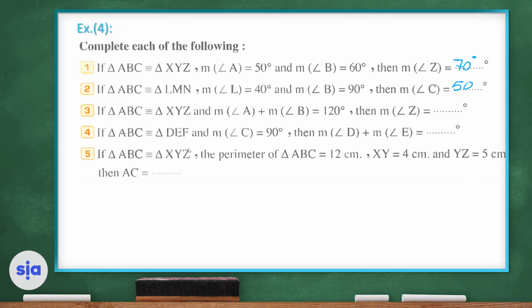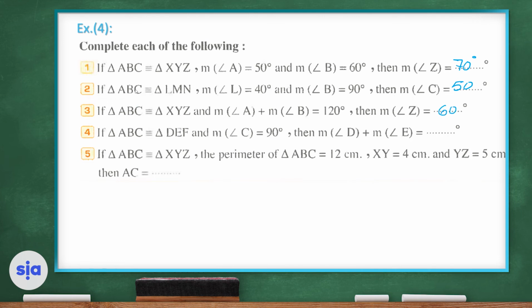Question 3. If triangle ABC is congruent to triangle XYZ, and the measure of angle A plus the measure of angle B is 120 degrees, then what is the measure of angle Z? Here, if these two together is 120, then angle C is 60 degrees. Automatically, angle Z is congruent to angle C, then Z is 60 degrees.